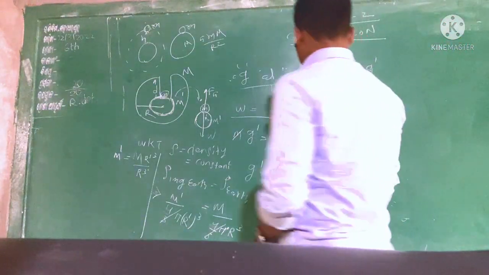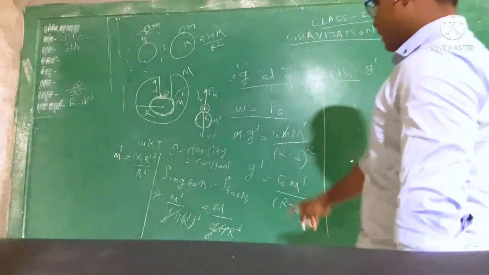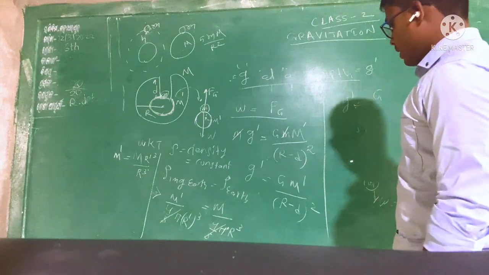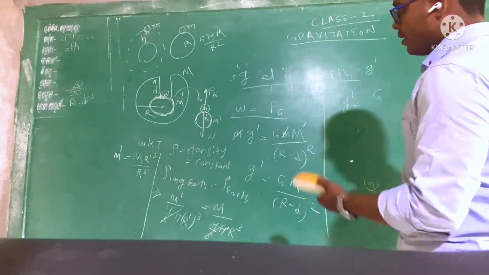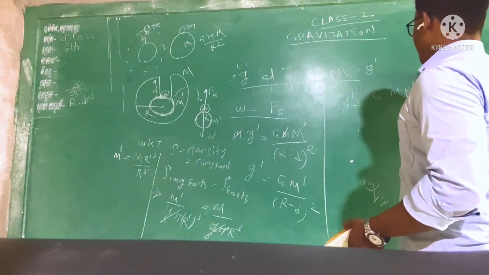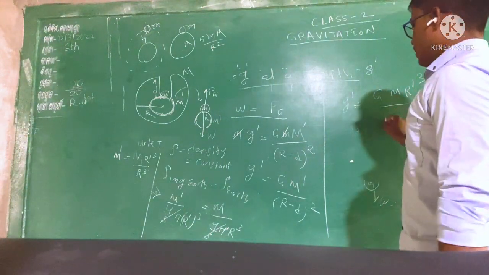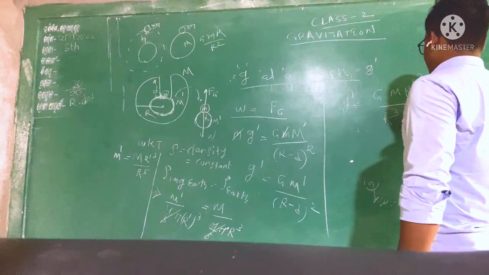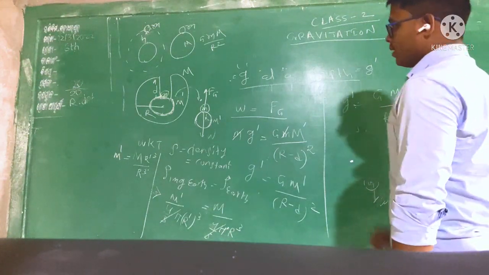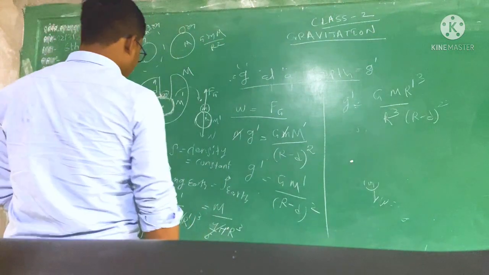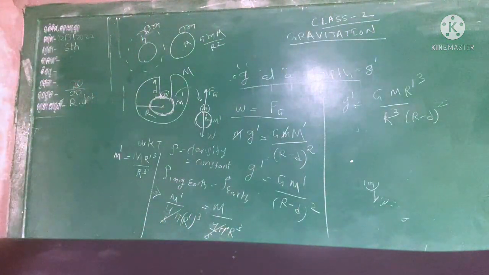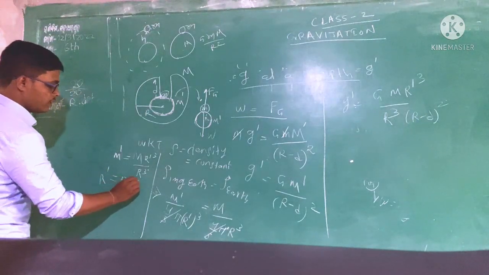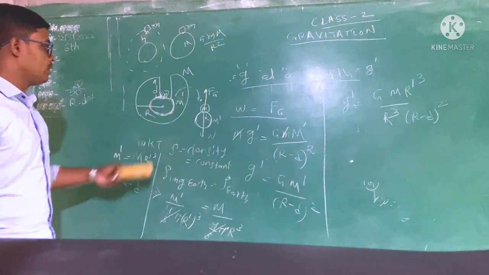Okay, so now let's see what's happening to the g value. Now again come to the g dash value. So g dash will be G, and for M dash we obtained M R dash cube divided by R cube. Then again there is R minus d whole square. Okay, so if you see, what will be the value of R dash? Remember, R dash is nothing but R minus d.